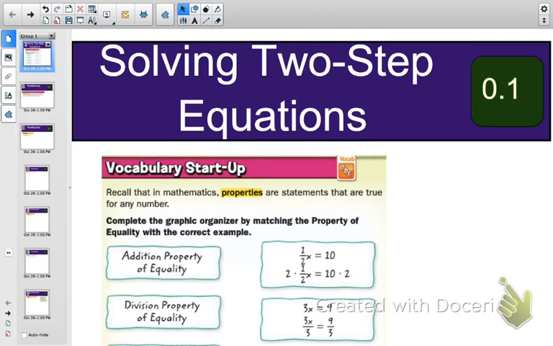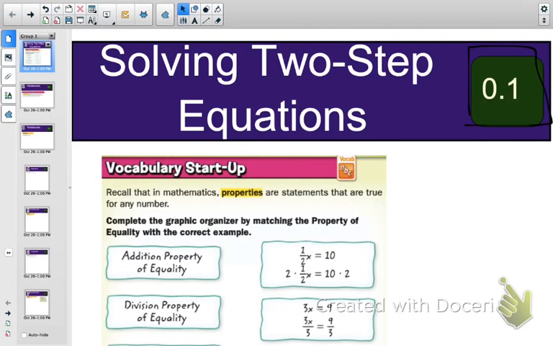Okay, so first things first, I want you to look up here in the top right corner of your screen in this green box. It says 0.1, so this is the section we're going to be working on. This is chapter 0, section 1.